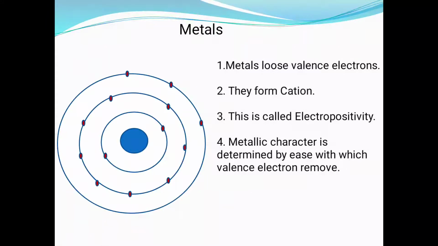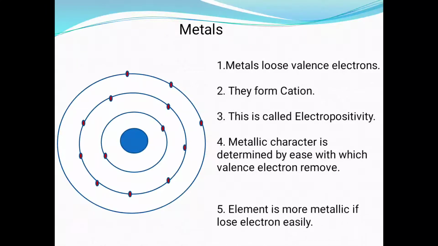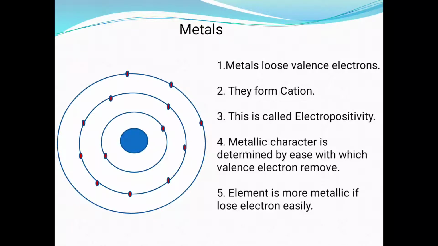Metallic character is determined by the ease with which valence electrons are removed. Okay, the elements which remove their electrons very easily are the strong metals, and the elements which lose the electron with difficulty have less metallic character. Okay. An element is more metallic if it loses electrons easily. So these are the characteristics of metal.